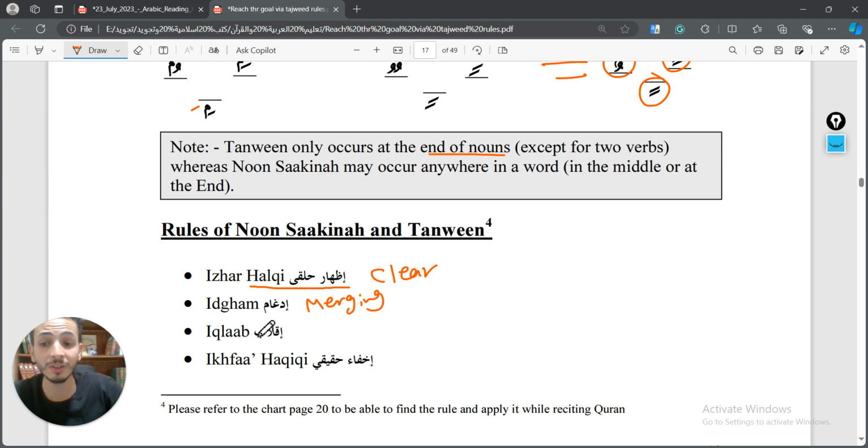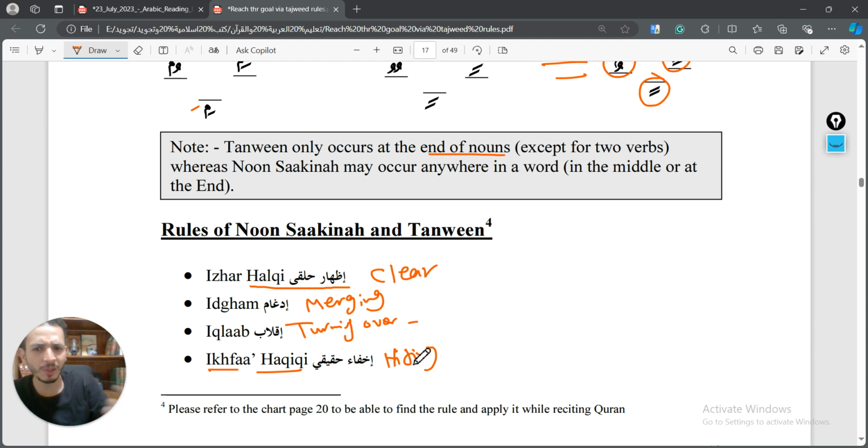The third one is called Iqlab, which means turning over. Why turning over? Because you will turn the sound of Noon Sakina or Tanween into a hidden Meem. That's why turning over. The fourth is Ikhfaa Haqiqi, which means hiding. Why hiding? Why clear? Why merging? These are the steps or the changes that happen to the Noon Sakina or the Tanween. Simply.